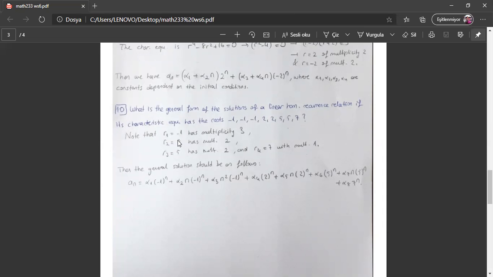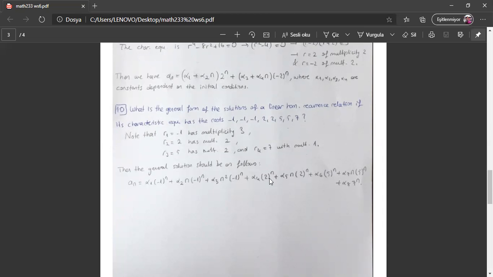And 2, this is one of the roots again, and multiplicity 2. We write the rest similarly. So the general solution should be like this: alpha 1 times (-1)^n plus alpha 2 times n times (-1)^n. And again, we multiply it by n because the multiplicity is 3, right? That's why we write it 3 times. Each time we multiply by n.